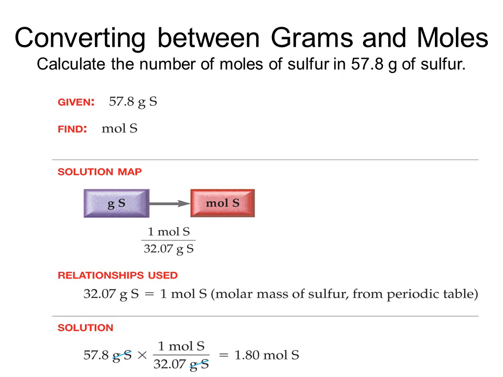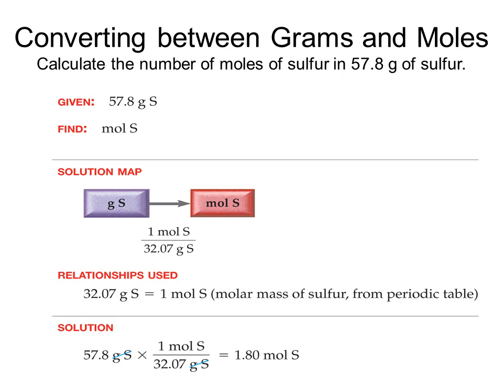Suppose you want to convert from grams to moles. Calculate the number of moles we have if we're given 57.8 grams of sulfur. Given, what we want to end up with, solution map, very simple.